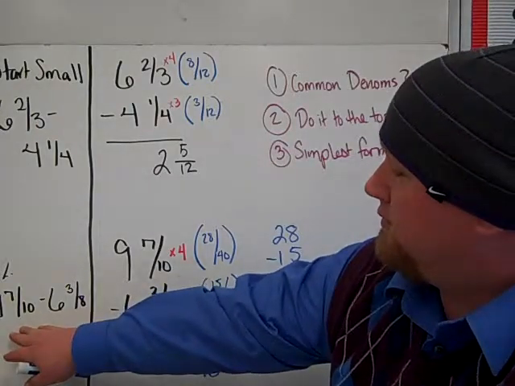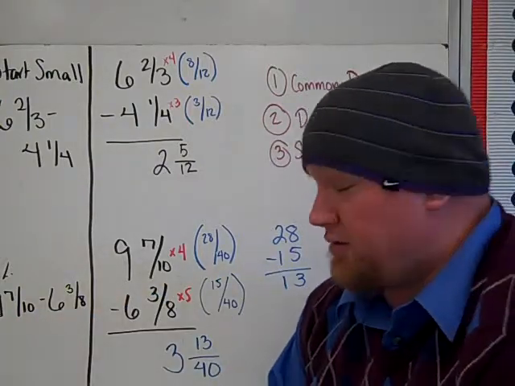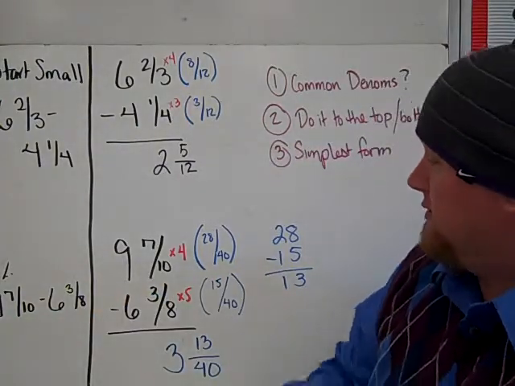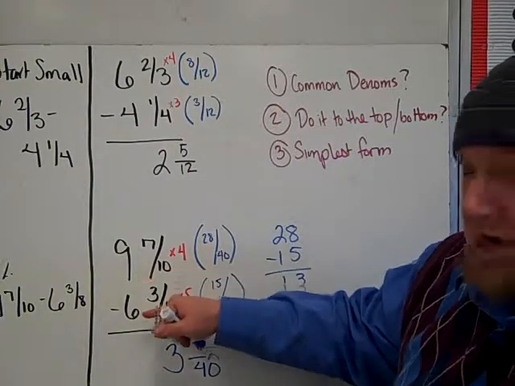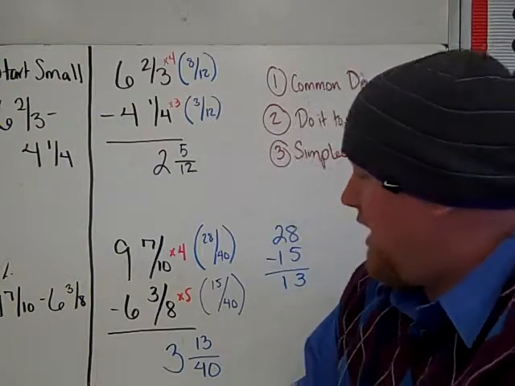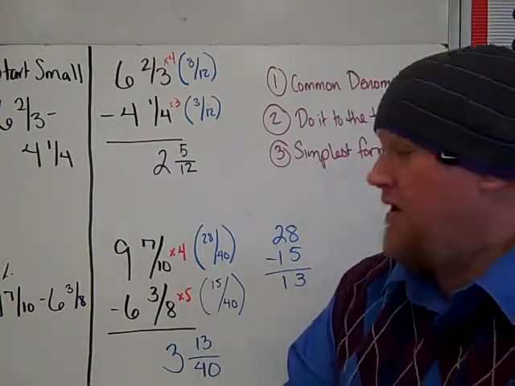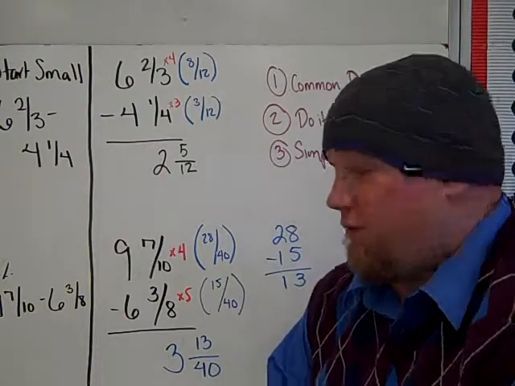Example 2. I got 9 and 7/10 minus 6 and 3/8. It's been pretty straightforward so far. Check again. Rule number 1, common denominators. Nope, I got to make a common denominator. I could go with 80, but I'm not going to. I'm going to choose 40. I know they both go into 40.